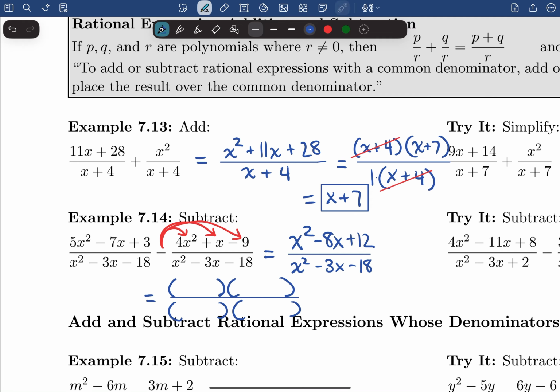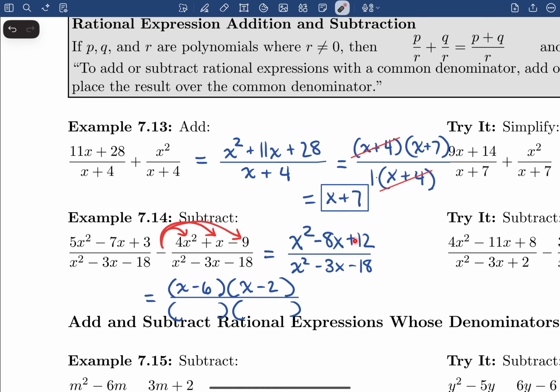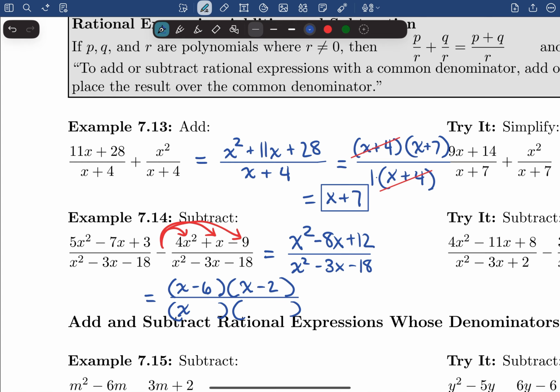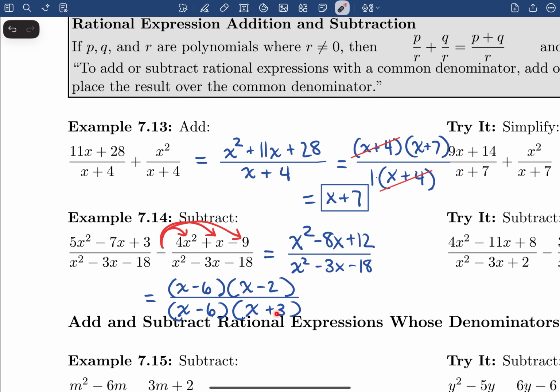The numerator, x squared minus 8x plus 12, factors to x minus 6 times x minus 2, right? Because negative 6 times negative 2 is positive 12, and negative 6 plus negative 2 is negative 8. So I'm showing you why. Now I look at the denominator, the bottom, and ask how I would factor that. Well, that would be x minus 6 times x plus 3, because, once again, negative 6 times positive 3 is negative 18, and negative 6 plus 3 is negative 3.